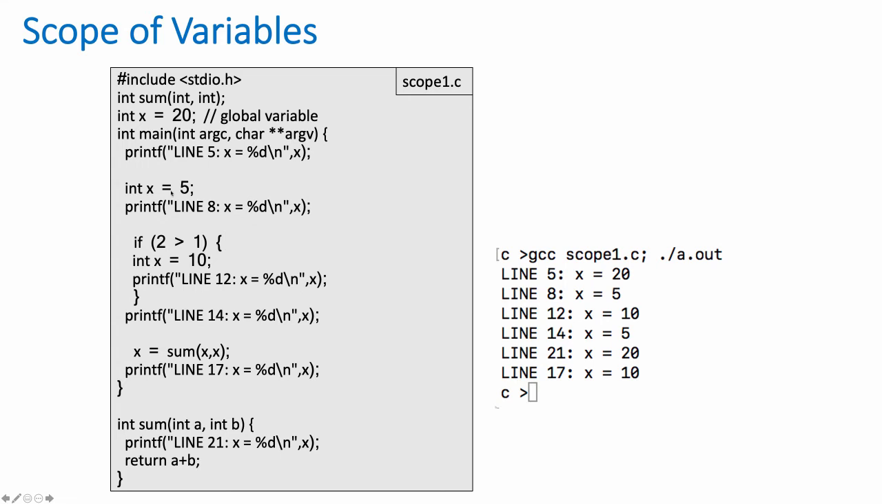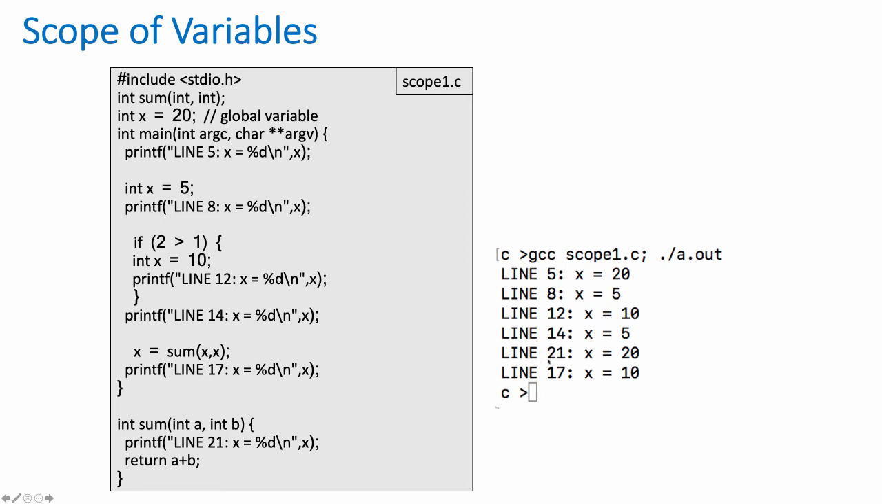Line 8, I've just defined x inside main. So I'm going to see x is now 5, because that's what I defined it to be. Inside the if statement, I'm in line 12. If I see x here, it's going to be the variable inside the body of that if statement. So currently x equals 10. Now I'm outside the if statement, I go back to my original one, which is x equals 5.